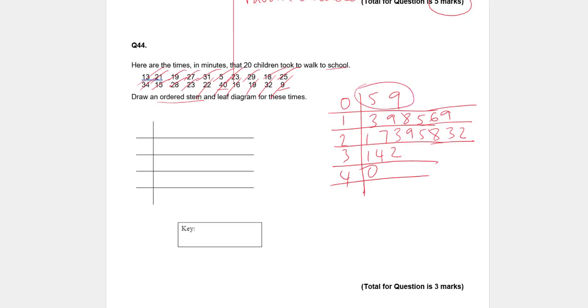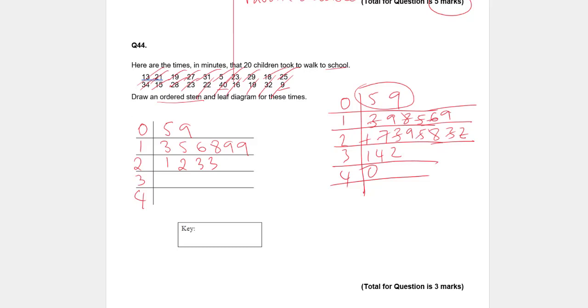Now it will be easy to order, so let's order these. So these are already in order, so let's write down the stem first. 0, 1, 2, 3, 4. Got 5 and 9. Here we have the smallest number is 3, 5, 6, 8, 9, 9. Next we have 1, 2, 3, 3.